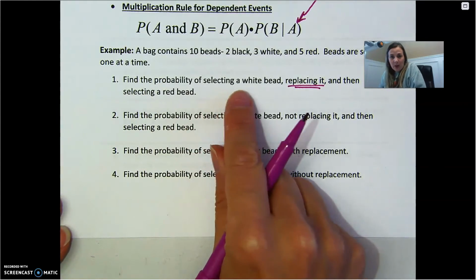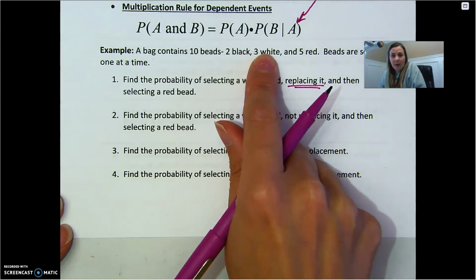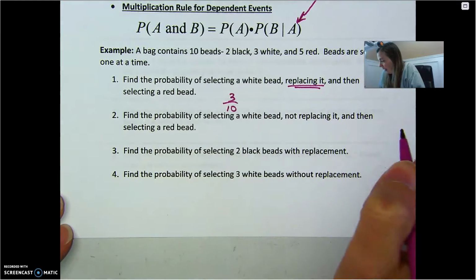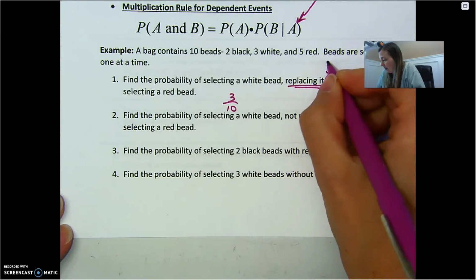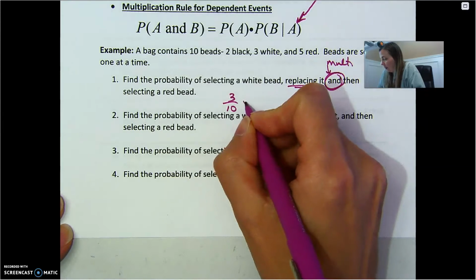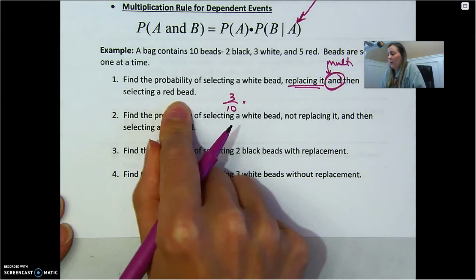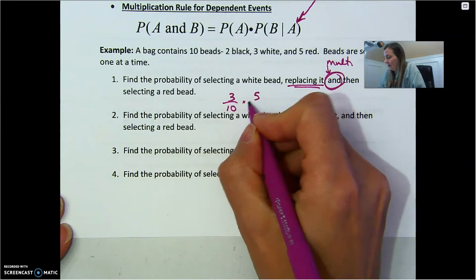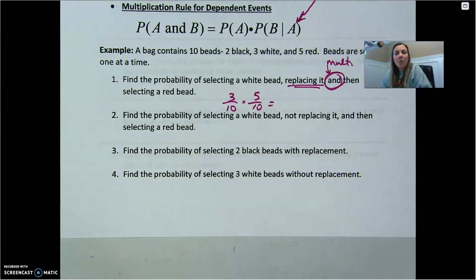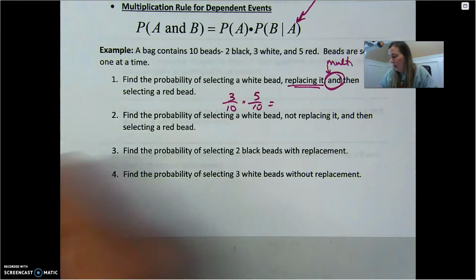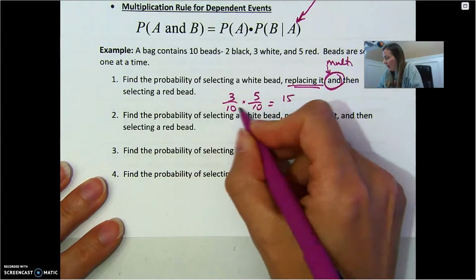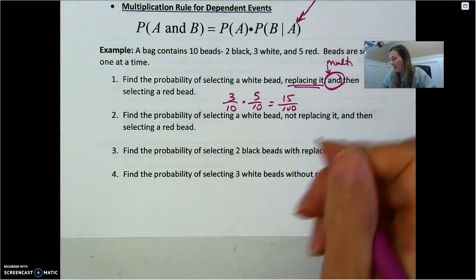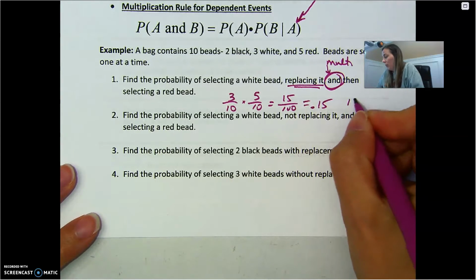All right, so let's start with the white bead. There are 3 white beads out of 10. So we have 3 out of 10. And so and means multiply. Now we're going to multiply the red bead probability. Probability of a red bead is 5 out of 10. When you're multiplying fractions, you go straight across. So this would be 15 out of 100. And then you can reduce those fractions down if you want.